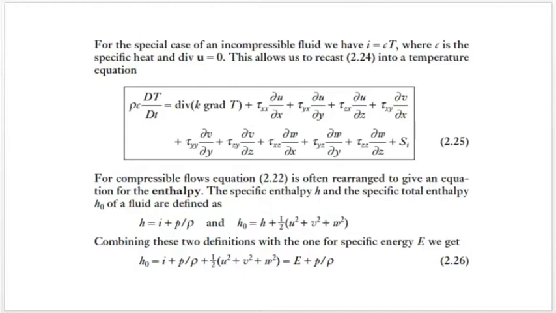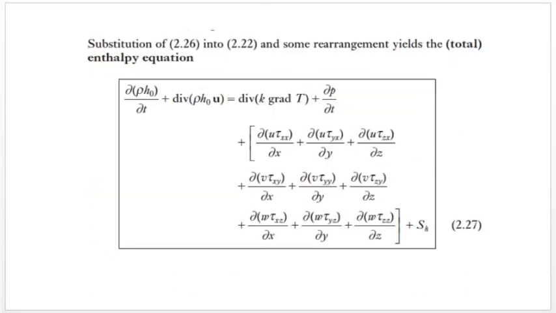In that we have I plus 1/2 (u² plus v² plus w²). We know the value of I plus 1/2 the velocity terms is capital E. So substitute capital E plus p by rho instead of I plus 1/2 (u, v, w). This is your h naught value, your specific total enthalpy. Substitute this value in equation 2.25. After substituting, you will get the total enthalpy equation. This is your energy equation. Thank you.